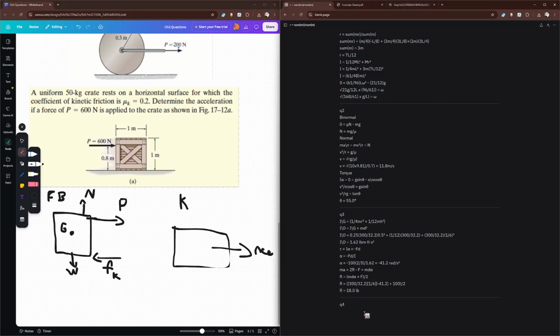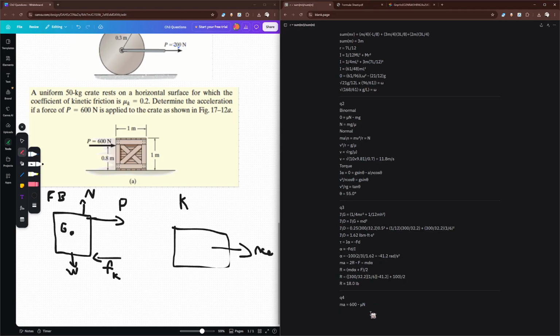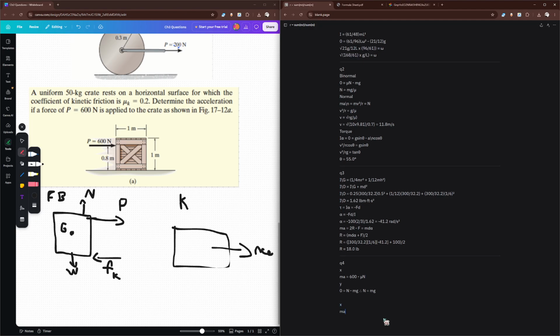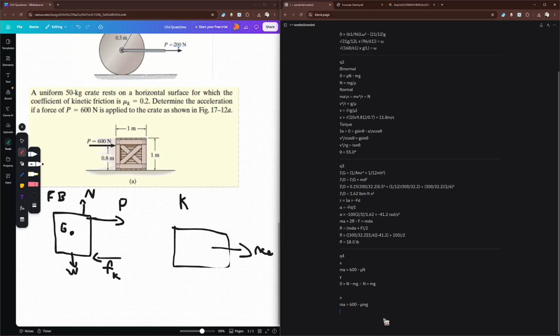Anyways, to actually solve the question, we can look at the forces in X. So we have MA in X is equal to P, which is 600, minus mu N. And this is mu K, in our X direction. In our Y direction, we have 0 is equal to N minus mg. Therefore, N equals mg, right? This is easy. We can plug N equals mg into the X equation. So going back to X, we have MA is equal to 600 minus mu mg.